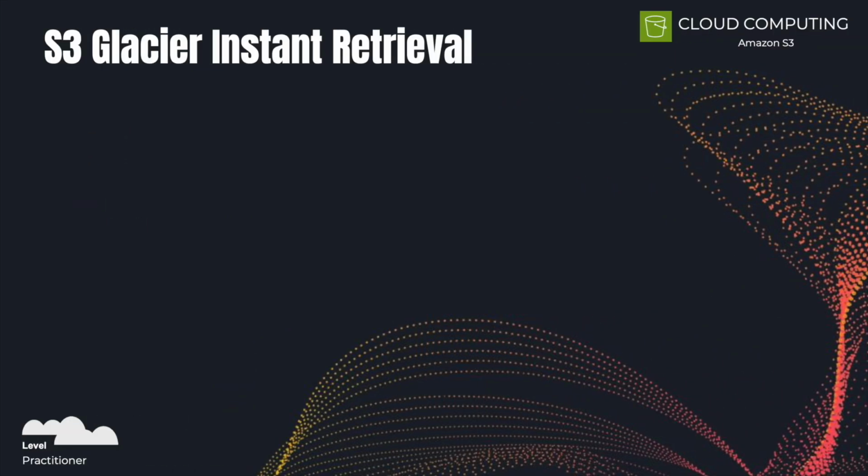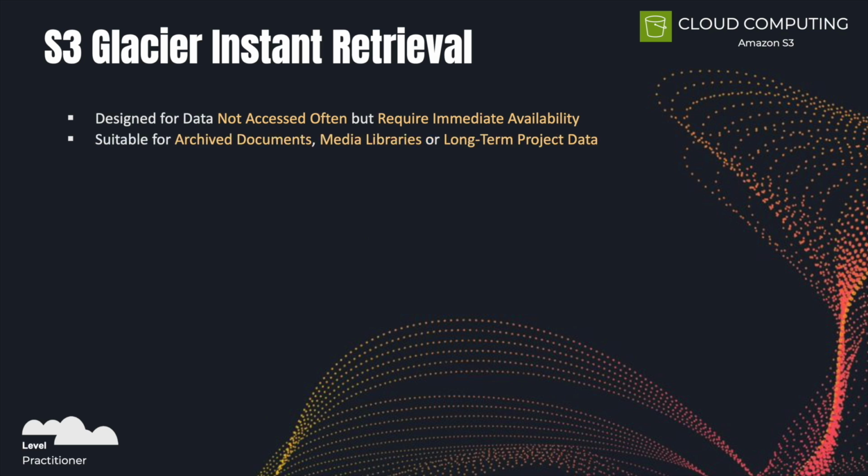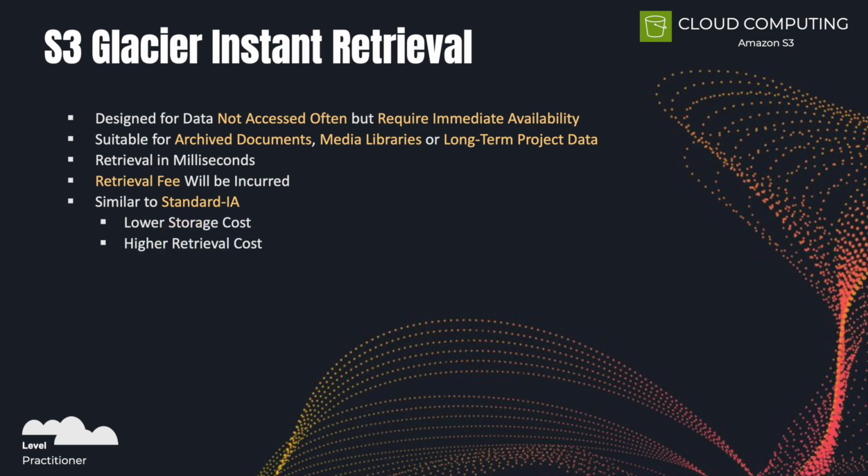Moving into the archival classes, we start with Glacier Instant Retrieval. This class is meant for data you don't access often, but when you do, you want it immediately available. For example, archive documents, media libraries, or long-term project data. It provides retrieval in milliseconds. It also incurs a retrieval fee, and the overall characteristics are very similar to Standard-IA, but with lower storage costs and higher retrieval cost.